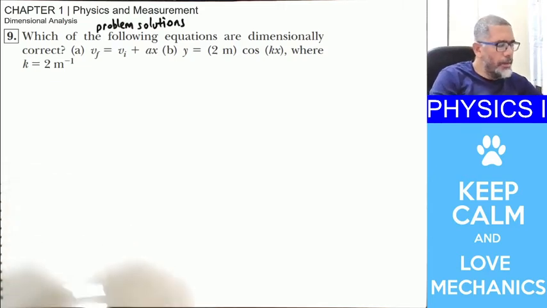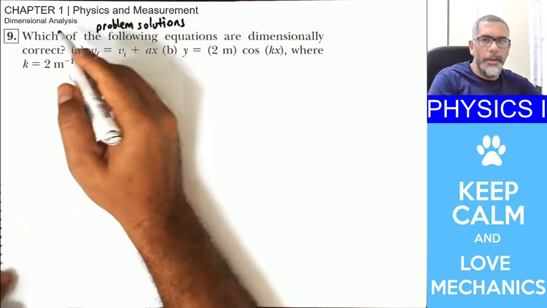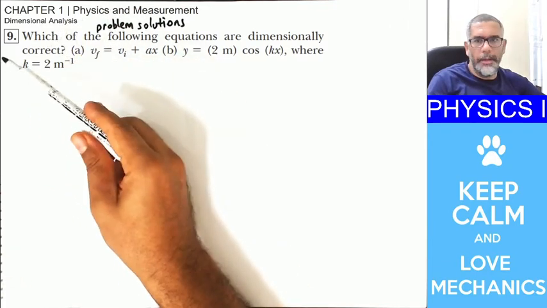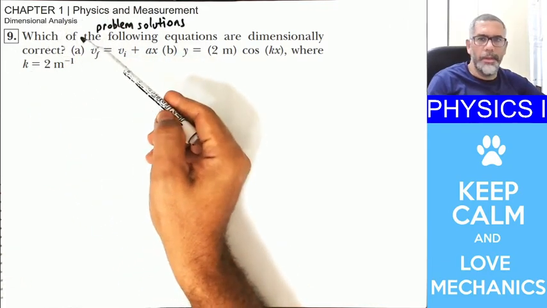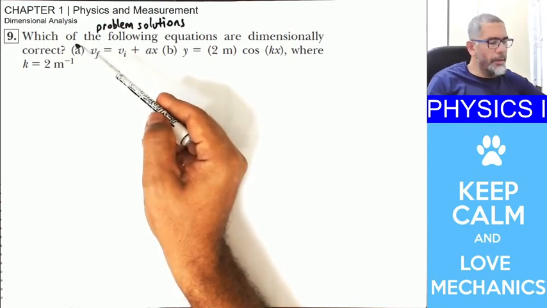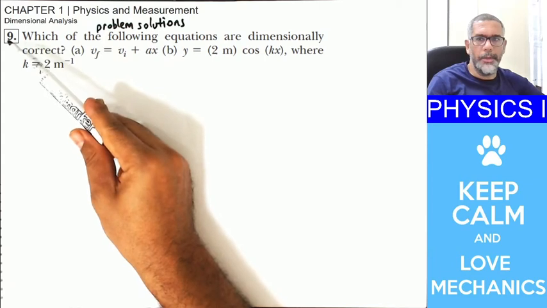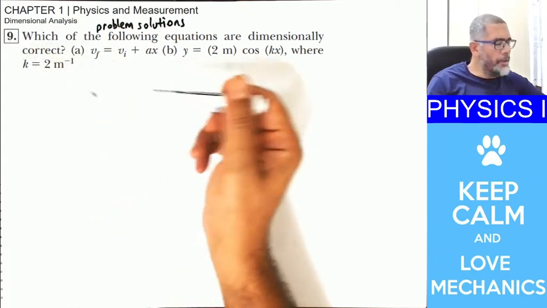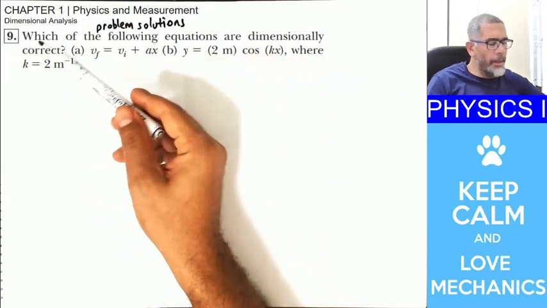Hi, this is a recitation about dimensional analysis in chapter 1, and this is end of chapter problems in your textbook, the main textbook, Serway and Hewitt. And this shows the question number at the end of chapter 1 that I'm working on. Okay, so let's start with question number 9.